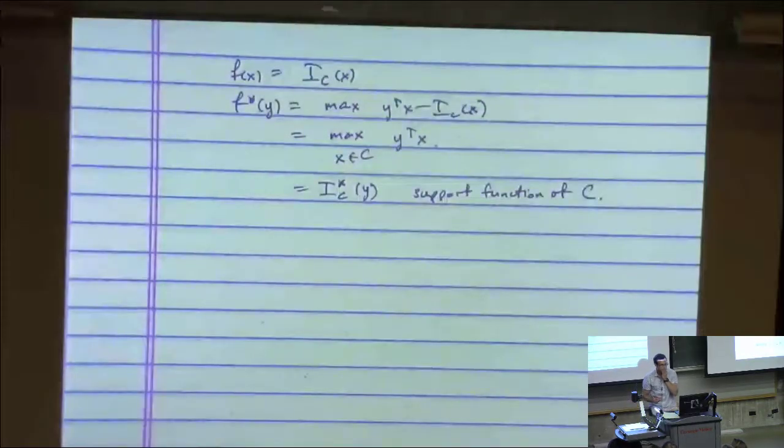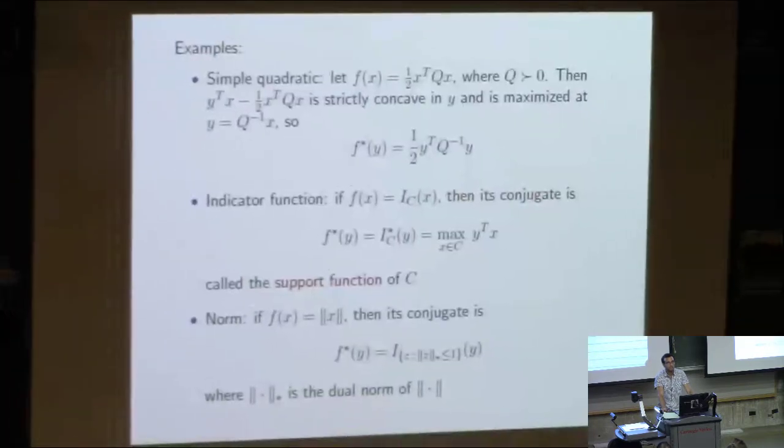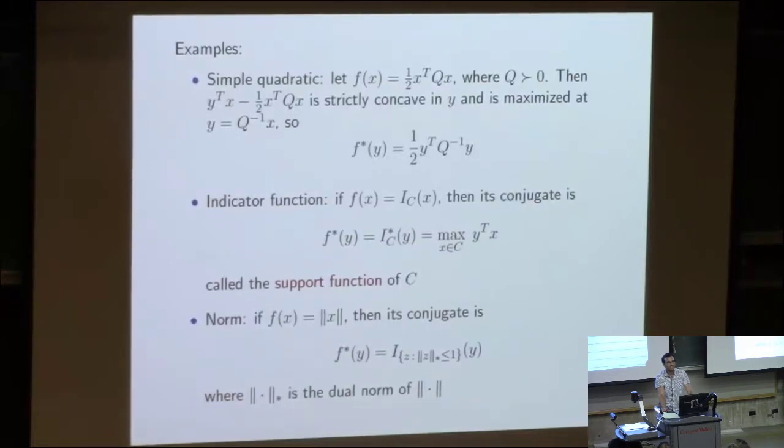Okay, what's the conjugate of the support function of C? There should be no calculation necessary. None in your head. What's the conjugate of the conjugate of a function that's closed and convex? It's the original function, right?